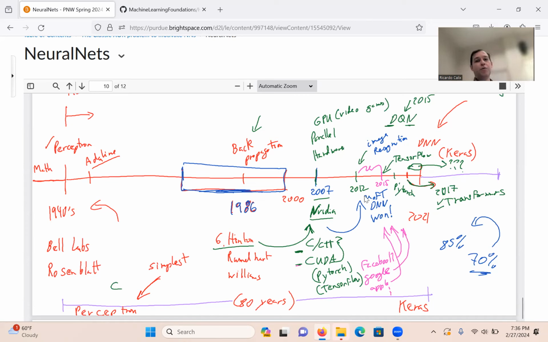But once Google found out in 2012, they immediately got in. They bought Alex and Ilya, who had created their own startup, and they just bought it because they wanted to hire them. And that's how you do it in this field. So they hired them, and they went in to Google.